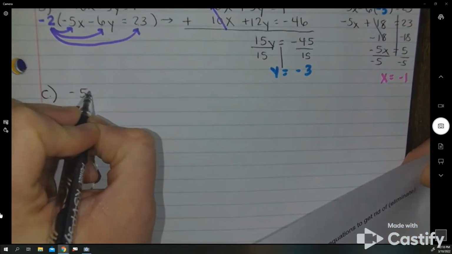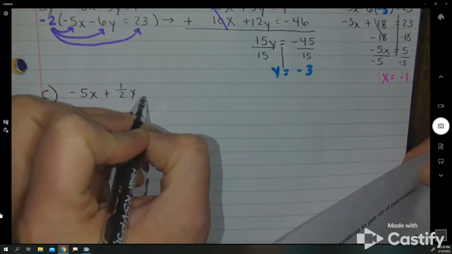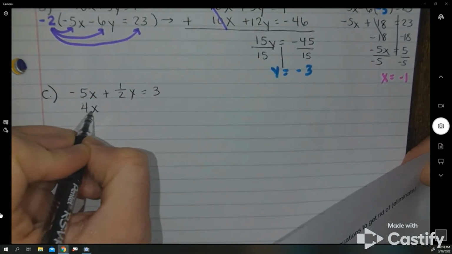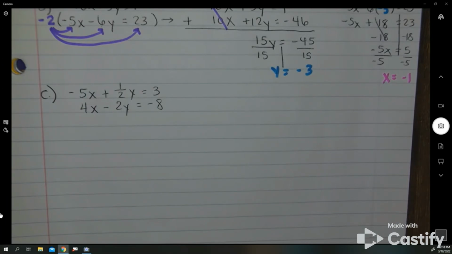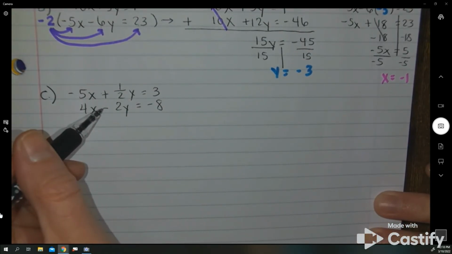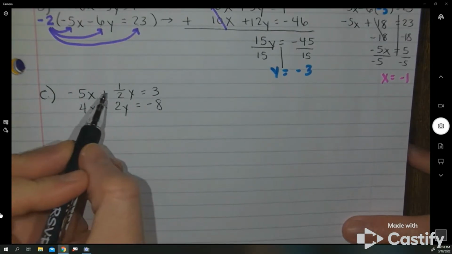Example C. We have negative 5x plus 1/2 y equals 3, and we have 4x minus 2y equals negative 8. So sometimes we have fractions. And I'll be honest with you, I often will do whatever I can to eliminate the fractions when I'm doing elimination, if possible, because it makes life a lot easier. So if I'm looking at these, look, I have a positive and a negative already, kind of like I just talked about in example B.